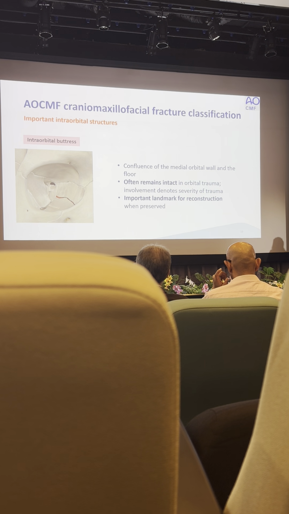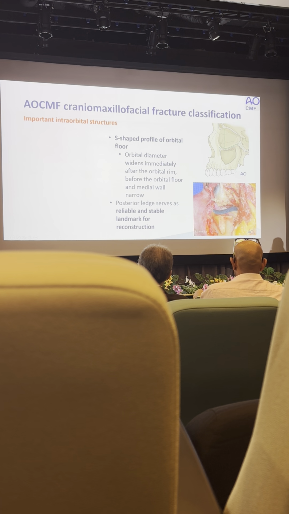Next is the intraorbital buttress. It is the bony condensation along the ethmoid-maxillary suture line, which is the confluence of the medial orbital wall as well as the floor of the orbit. The intraorbital buttress often remains intact in orbital trauma, so its involvement is often a surrogate for the severity of the trauma. And when uninvolved, it also serves as an important landmark for reconstruction.